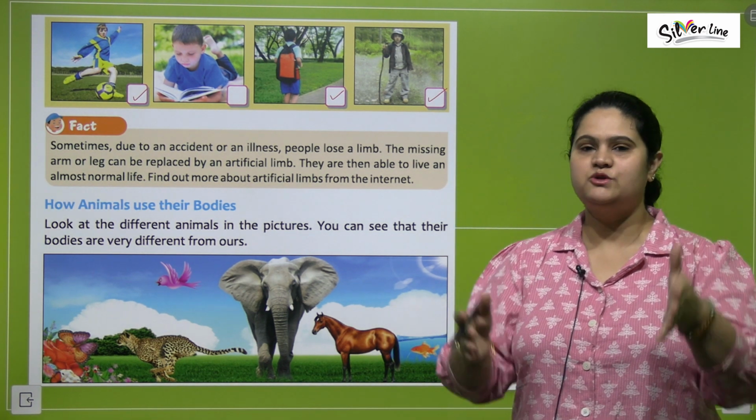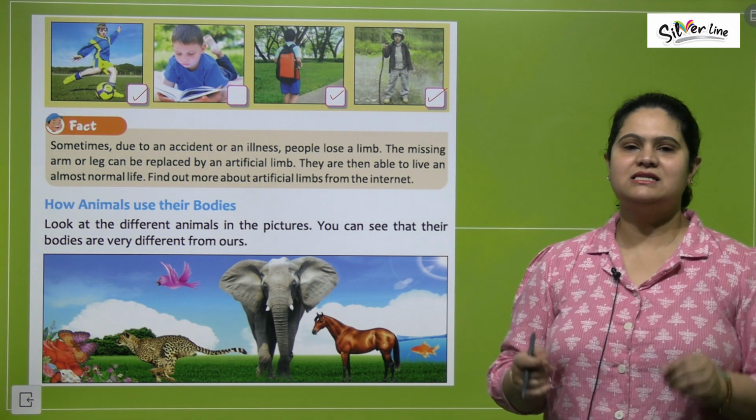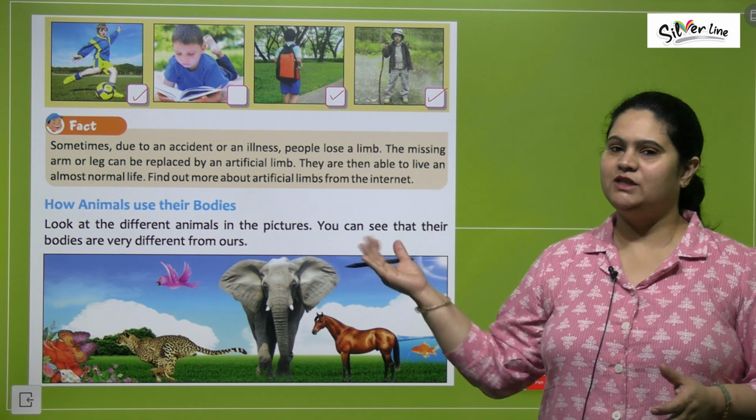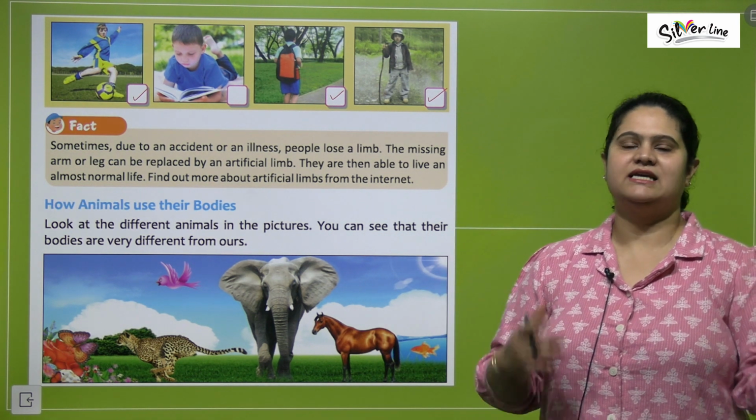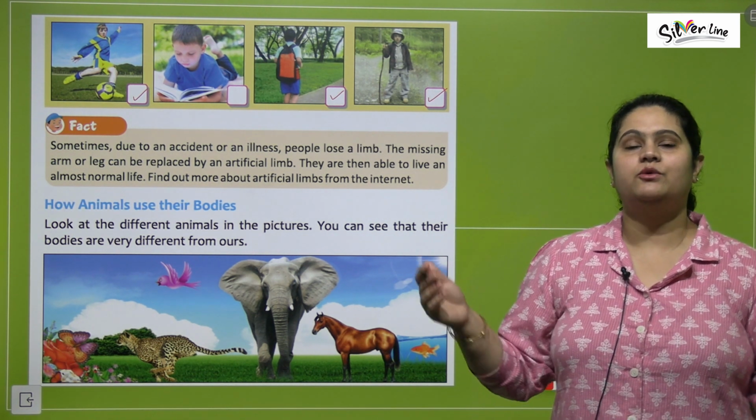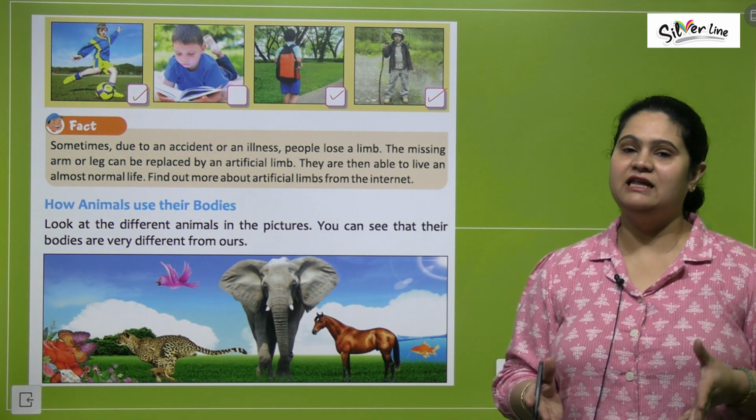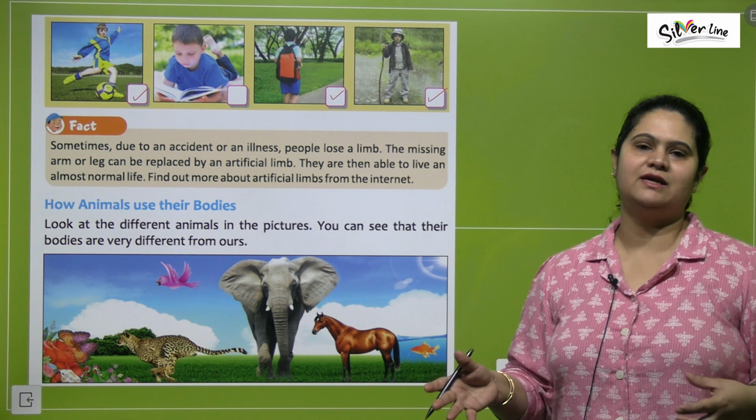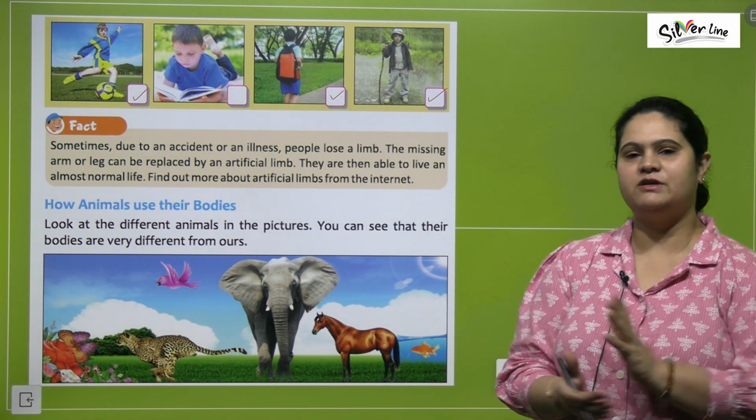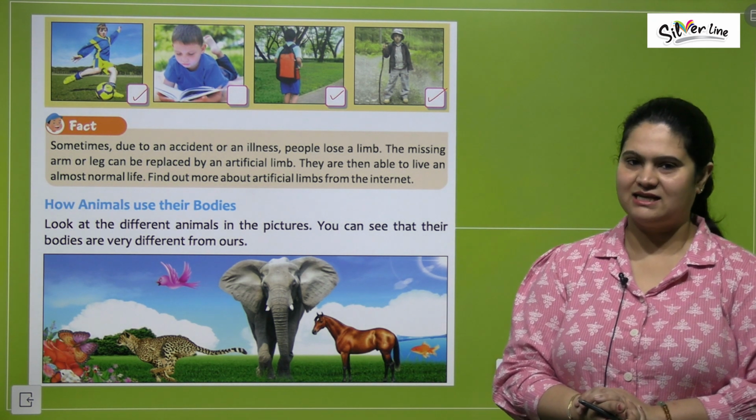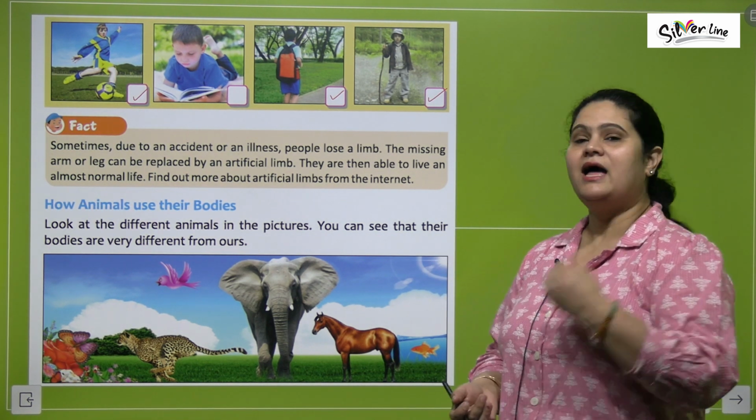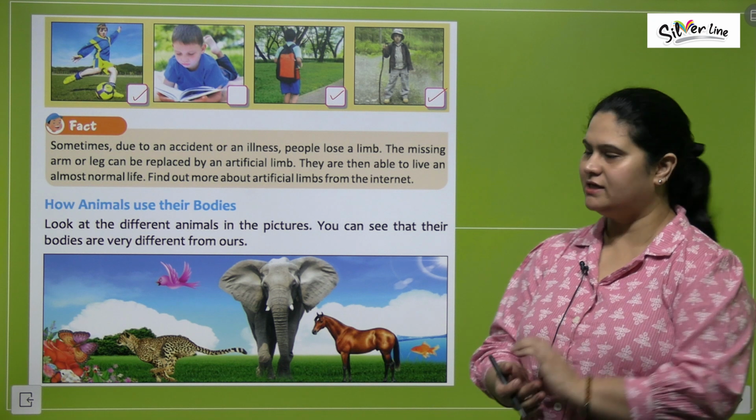Children, this is for you to do. आप जाएंगे और इंटरनेट पे you will try and gather more information about these artificial limbs कि ये कहाँ बनाए जाते हैं, कैसे लगाए जाते हैं, पेशेंट्स को तकलीफ तो नहीं होती, which are the companies that produce these artificial limbs, right? So all that information you are going to gather from the internet. Clear? Now let's study how animals use their bodies.